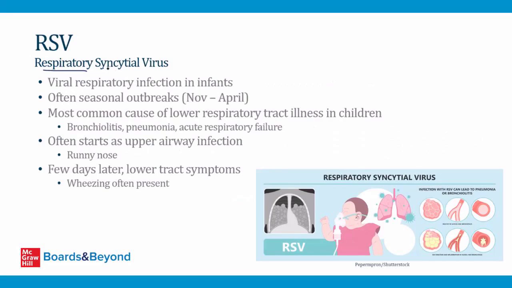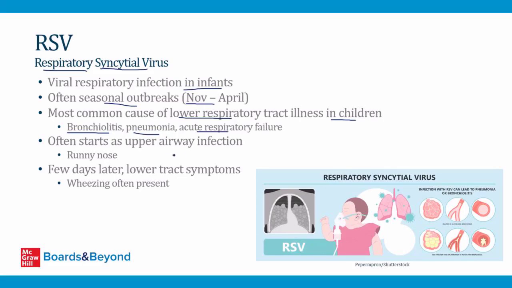RSV is the respiratory syncytial virus. This is a viral respiratory infection that occurs in infants. It usually leads to seasonal outbreaks during the wintertime from November to April, and it's the most common cause of lower respiratory tract infection in children. If you do a pediatrics rotation during the winter, you will see children hospitalized with RSV very commonly. It can lead to bronchiolitis, which means inflammation of the bronchioles, also to pneumonia, and in rare cases, acute respiratory tract infection.